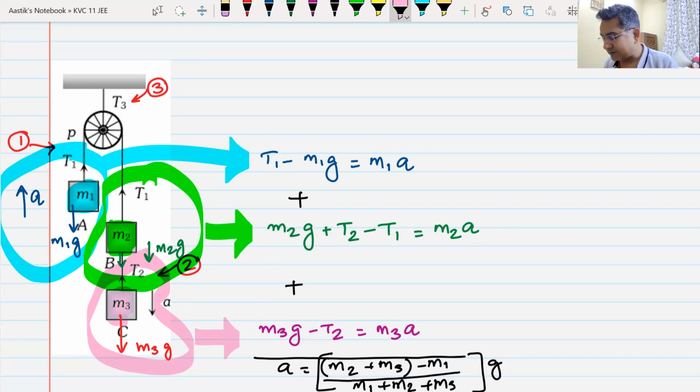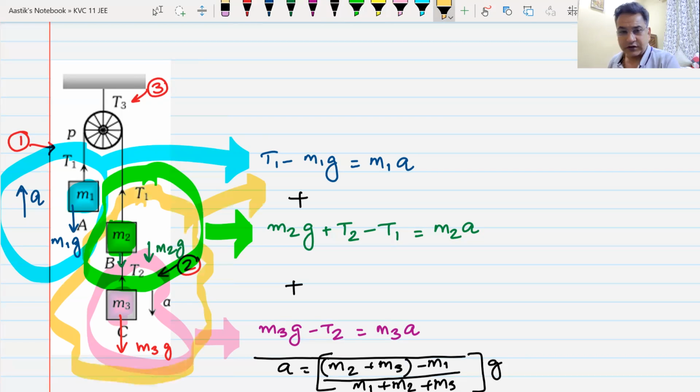How you could have done this? Everything is moving with the same acceleration. What you could have done is you could have taken this entire thing as one system. This one system is going down and the other system is going up. Yes or no?